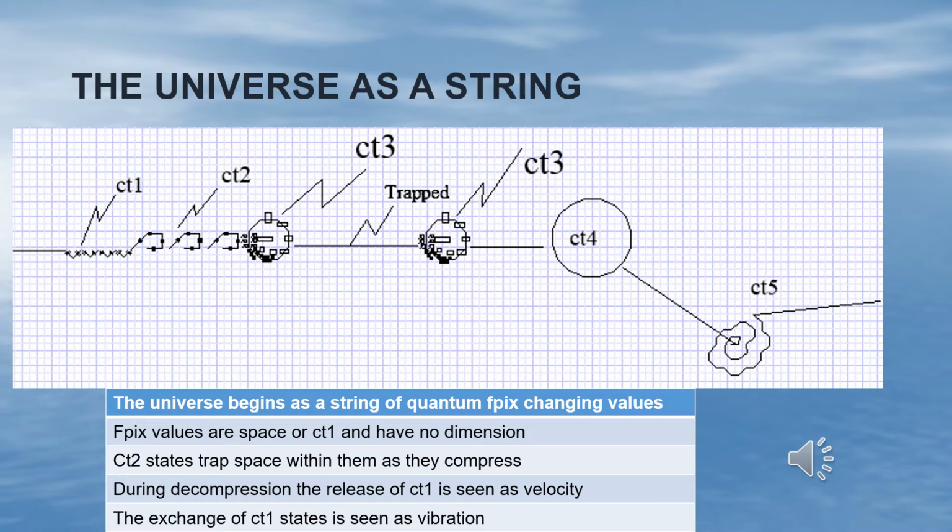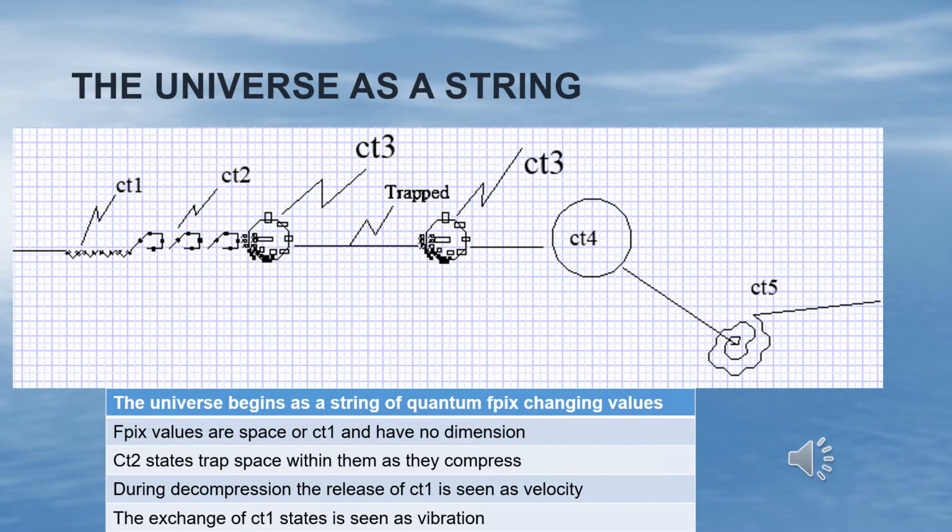Solution order allows us to think of the universe as a string. There is no dimension to this line of solutions, but there is a relative solution order. The f pi x values, or CT1, of space have no dimension, but they do maintain a solution order. The CT2 states trap space within them as they compress, and during decompression the release of CT1 is seen as velocity. Likewise, any exchange of CT1 states in a higher compression state would be seen as vibration. The line gets incrementally larger with each change in x.